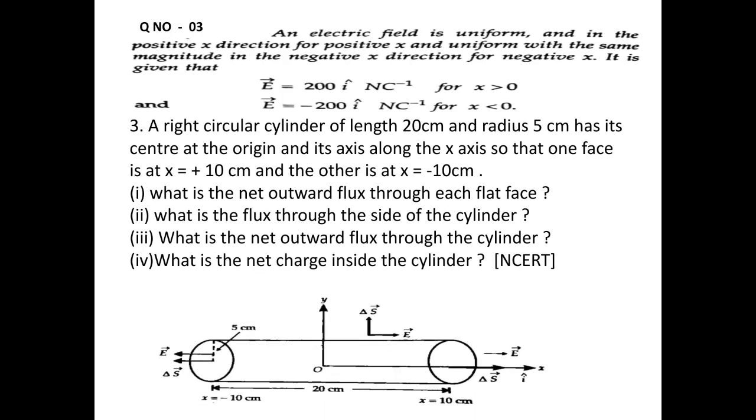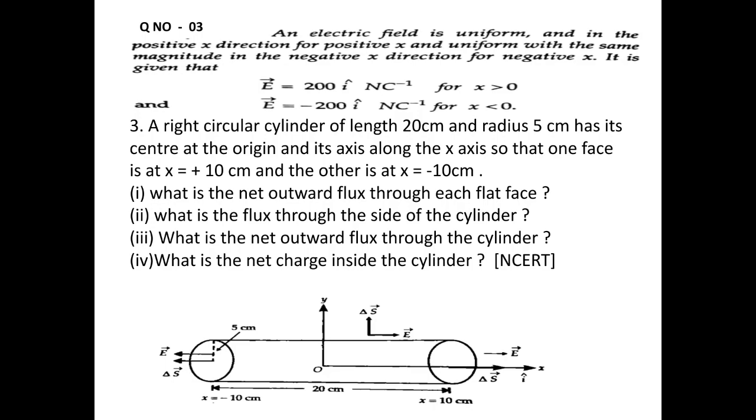Here you can see an electric field is uniform and in the positive x direction for positive x, and uniform with the same magnitude in the negative x direction for negative x. It is given that E equal to 200 i Newton per coulomb for x greater than 0, E equal to minus 200 i Newton per coulomb for x less than 0. A right circular cylinder of length 20 cm and radius 5 cm has its center at the origin and its axis along the x-axis, so that one face is at x equal to plus 10 cm and the other is at x equal to minus 10 cm.